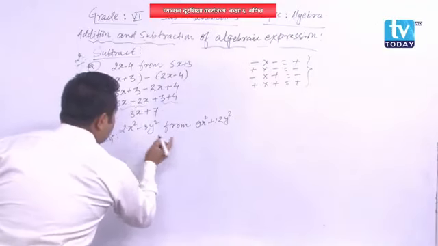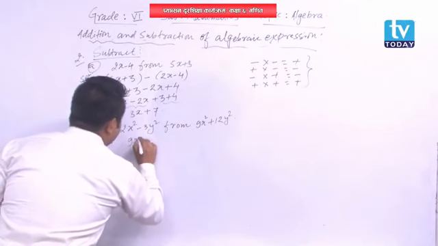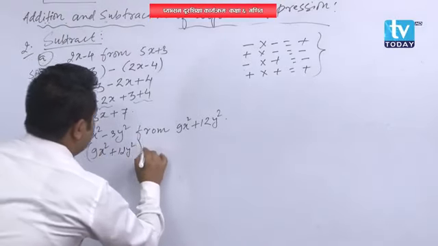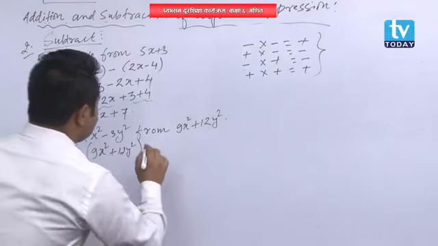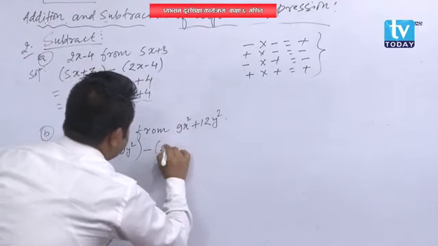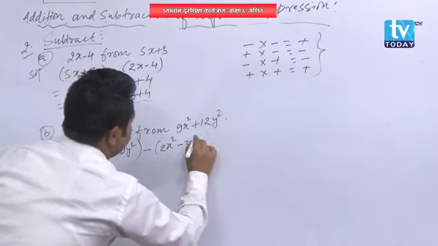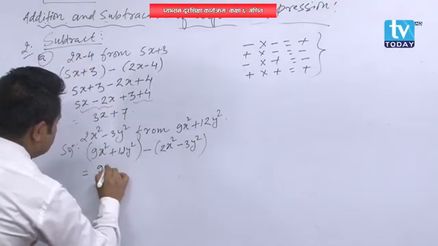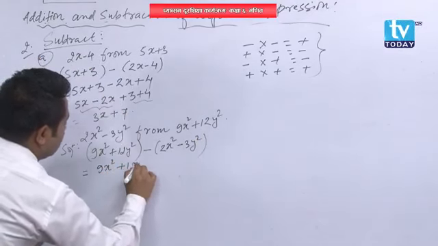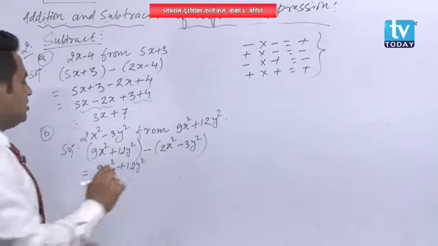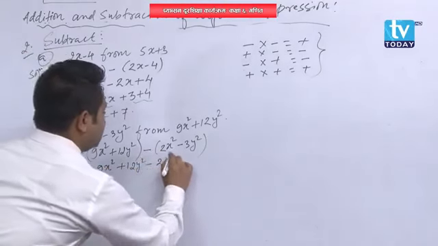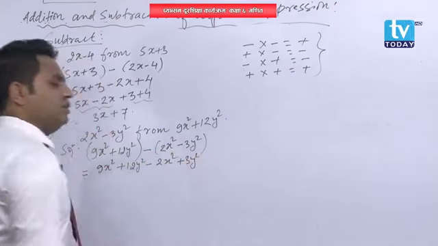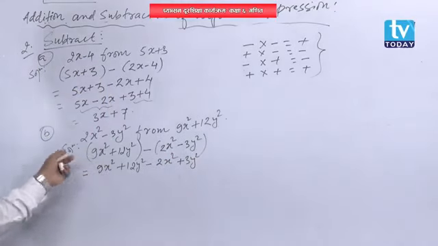Like the previous question, 9x square plus 12y square minus. Why are we writing minus here? Because we are doing subtraction over here: 2x square minus 3y square. Is that clear? It equals 9x square plus 12y square, minus into plus, minus 2x square, minus into minus, plus 3y square. Understood this? Simply we are opening the bracket.